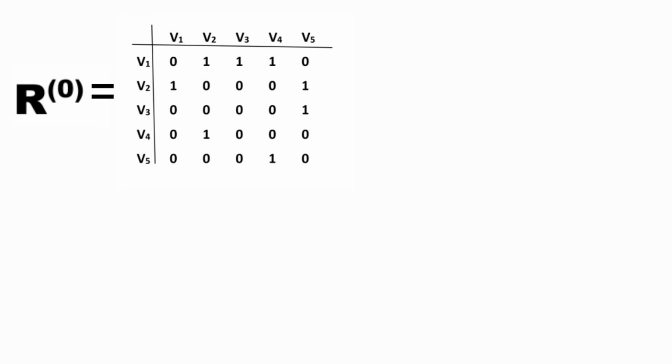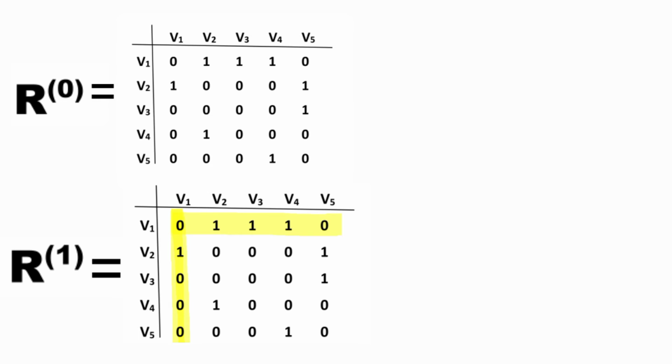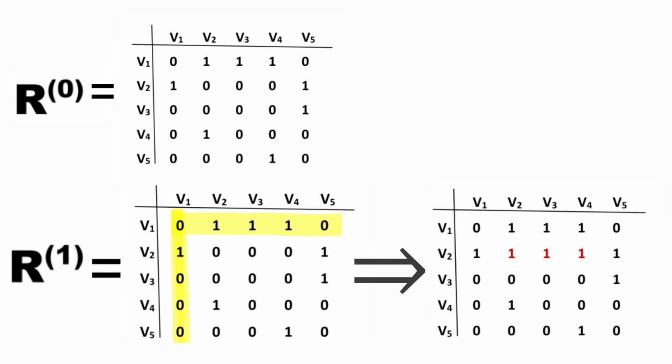Highlighting the row and column used for getting R1. In R1, a 1 reflects the existence of paths with intermediate vertices numbered in the row of V sub 2, which are V sub 2 to V sub 2, V sub 2 to V sub 3, and V sub 2 to V sub 4.